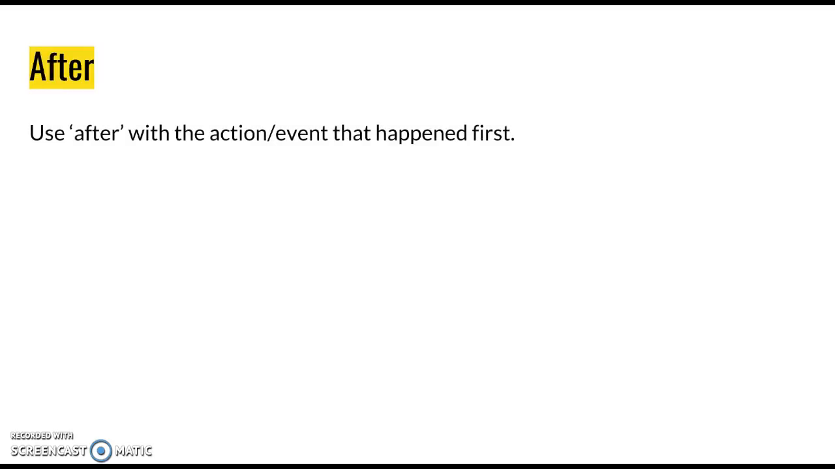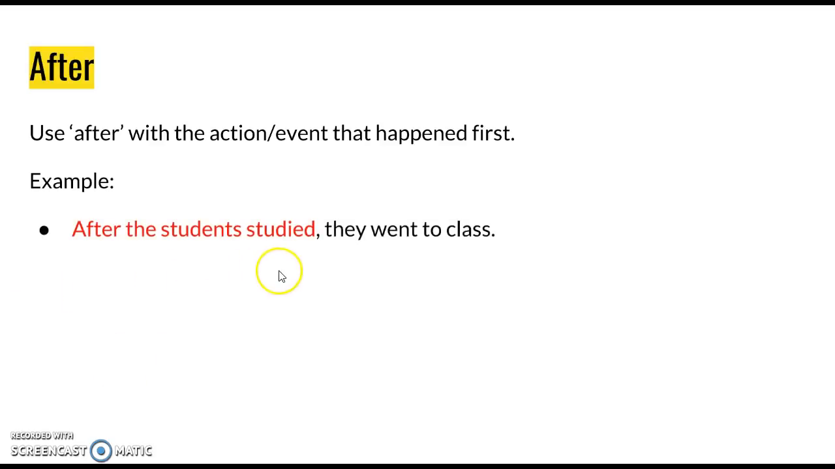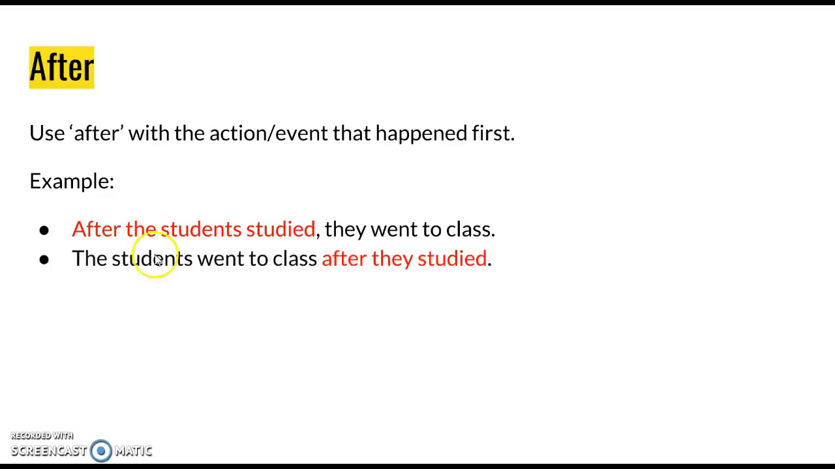We use after with the action or event that happened first in the sentence. For example, after the students studied, they went to class. The first action is the students studied. The second action is they went to class. We can also write this sentence this way: the students went to class after they studied, but the meaning is still the same. The first action is they studied. The second action is that they went to class.